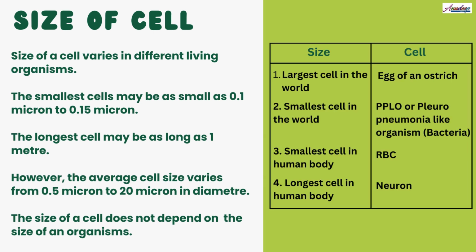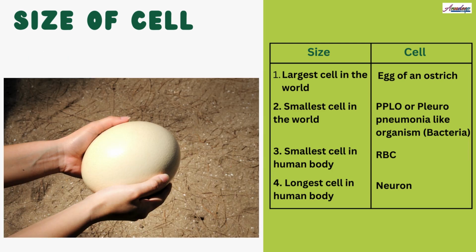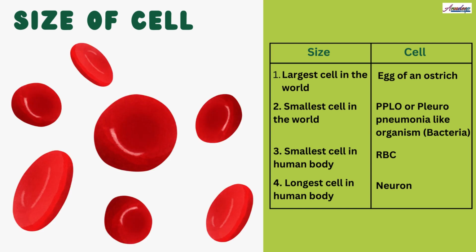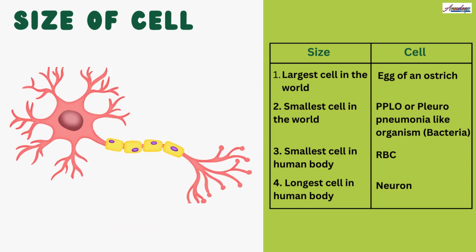Here some cells which are largest and smallest are mentioned. First, largest cell in the world is egg of an ostrich. It is about 170 mm. Smallest cell in the world is about 0.1 micron to 0.5 micron, and it is PPLO, that is pleuropneumonia-like organism. It's bacteria. Smallest cell in the human body is RBC. Size is in between 7 micron to 9 micron. And the longest cell in the human body is neuron, which is up to 1 meter.